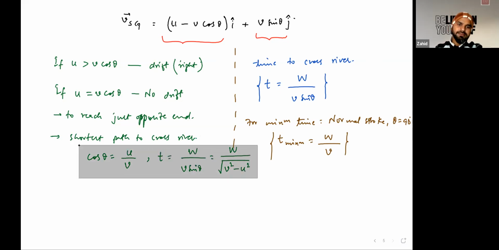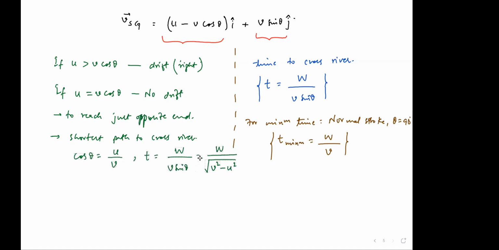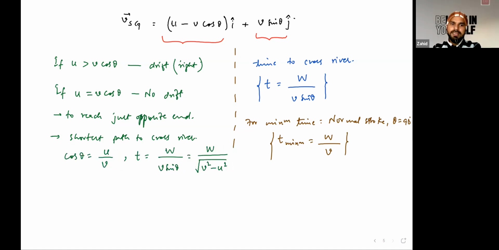Ifra, is it clear? Yes, sir. So this will be the second case. Third, if u is smaller than v cos theta, then v cos theta will have more ability to shift or drift towards left. So it will be drift along the left side.